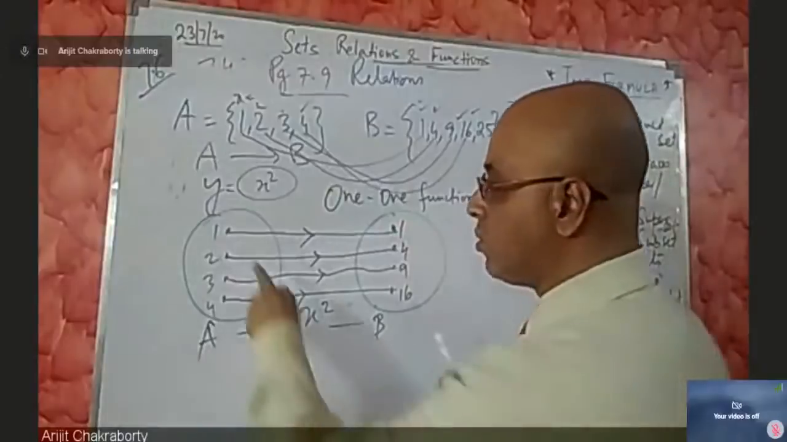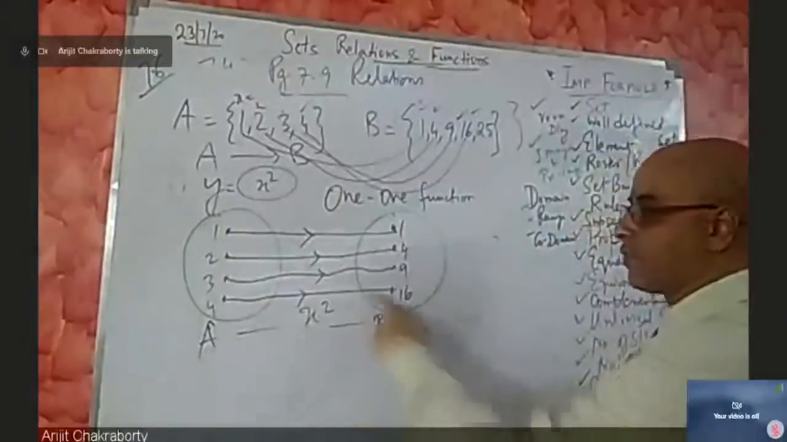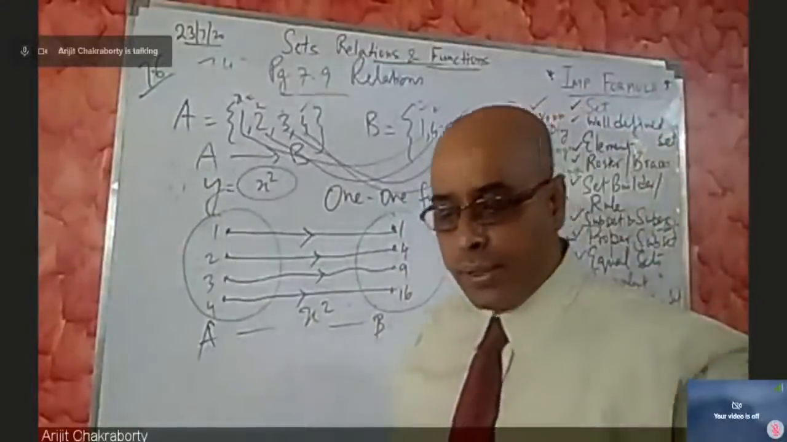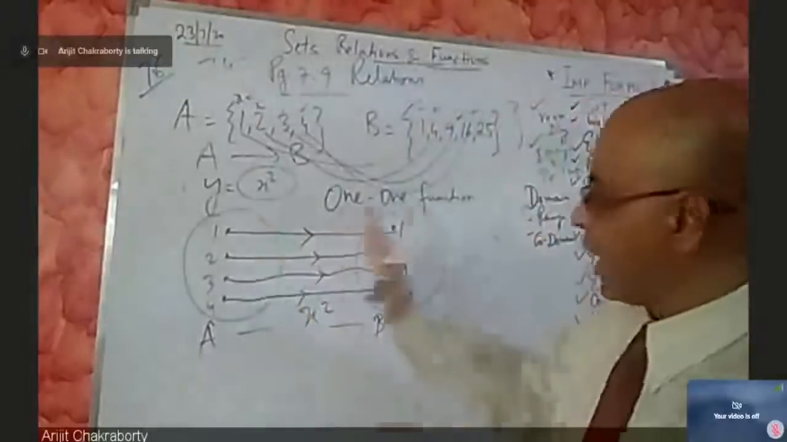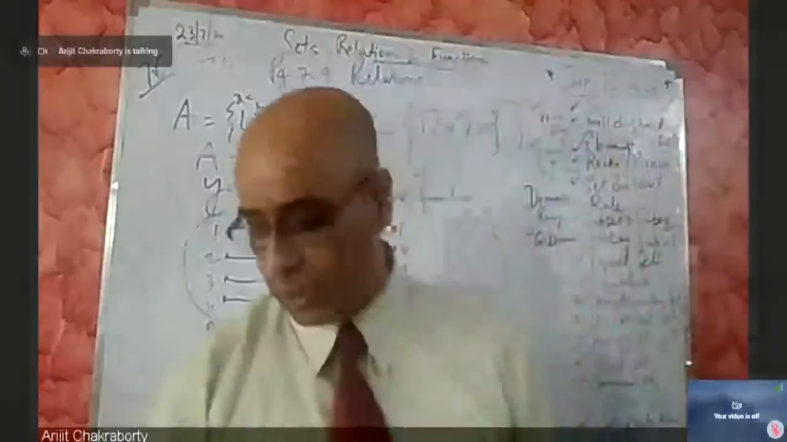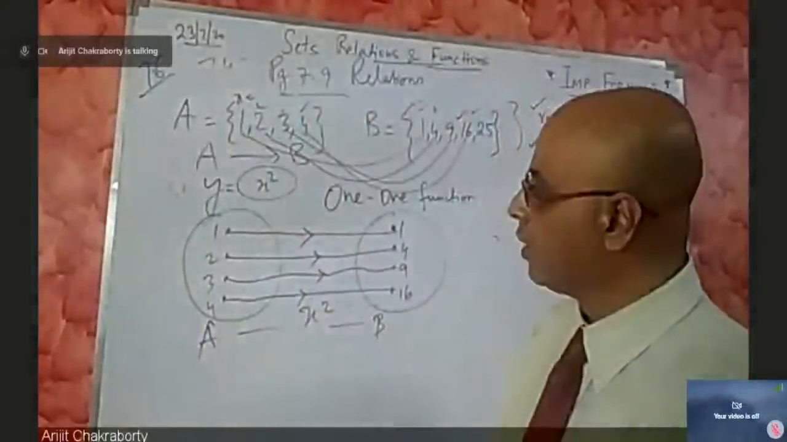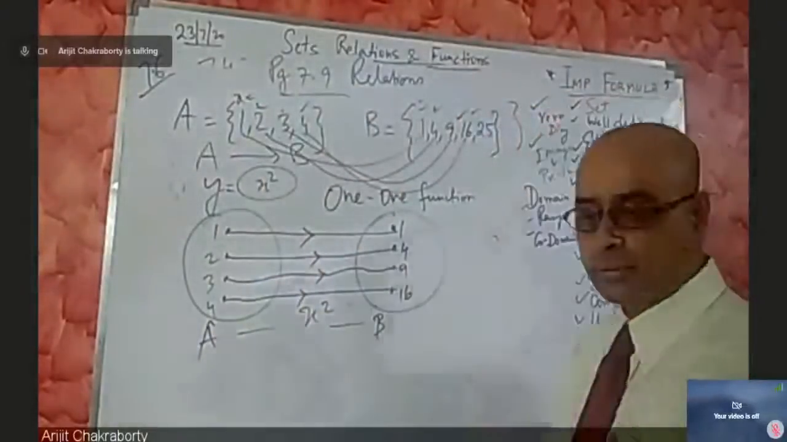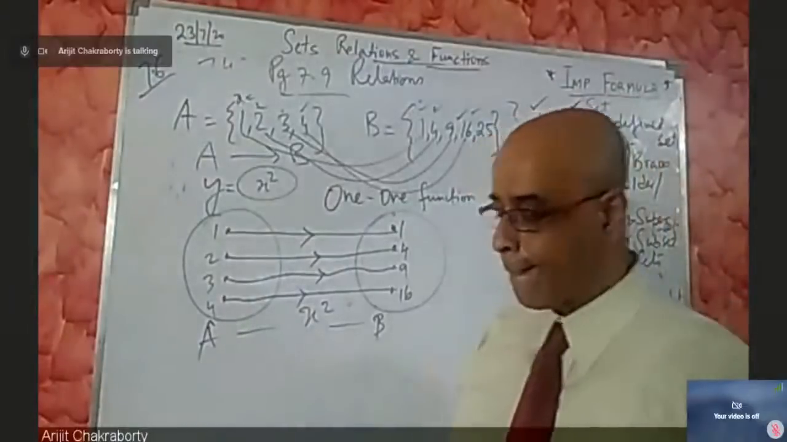Okay? So, one image. Different elements in A are having different images in B. So it is a one-to-one, one-on-one. One-one function. Okay?